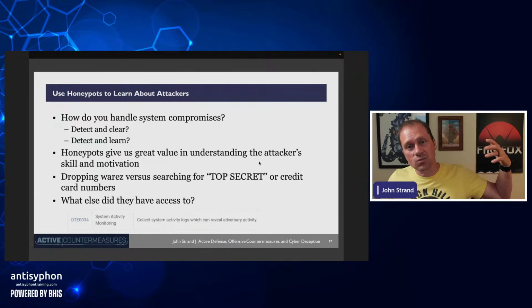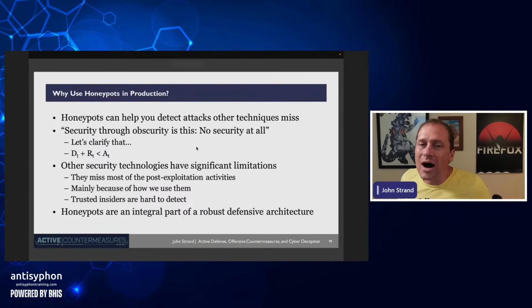So once again, like learning about what the attackers are after. Are they after top secret? Are they after credit card information? What other systems did they have access to? And can our honeypot actually track that for us as well? Oops, there's my mouse. There we go. So why use them in production goes back to our formula we talked about at the beginning. Detection time plus reaction time must be less than the amount of time it takes for the attack to succeed.